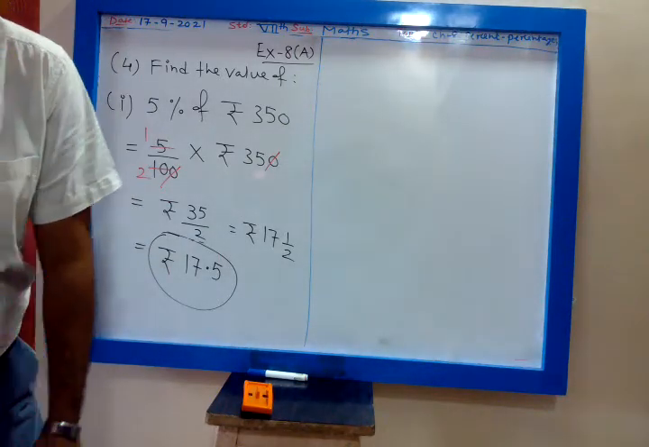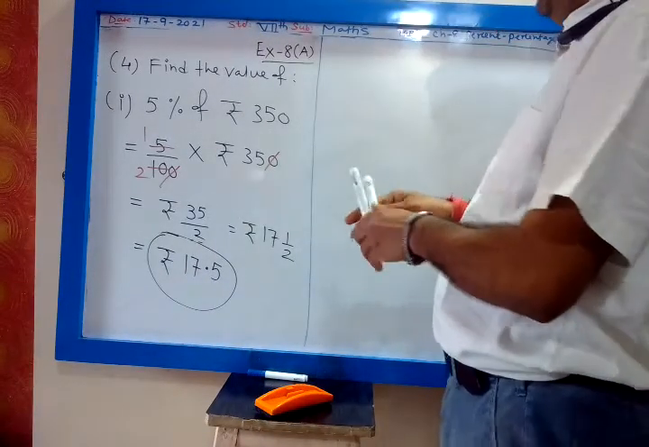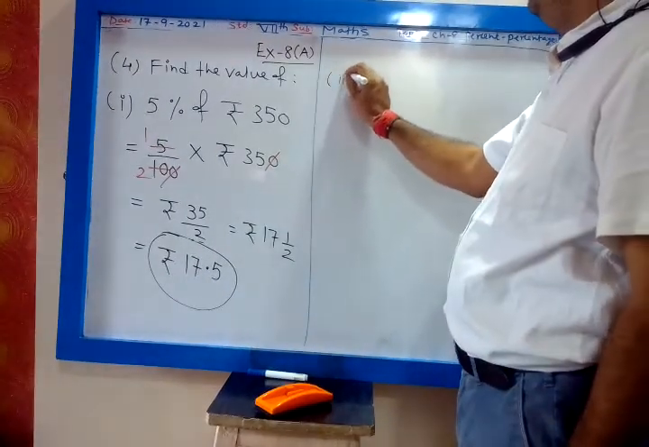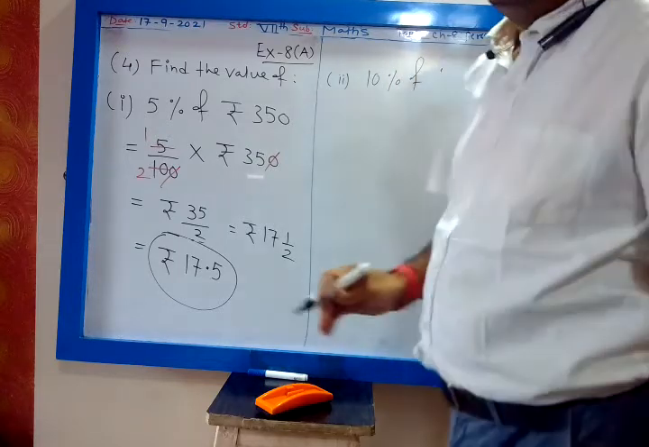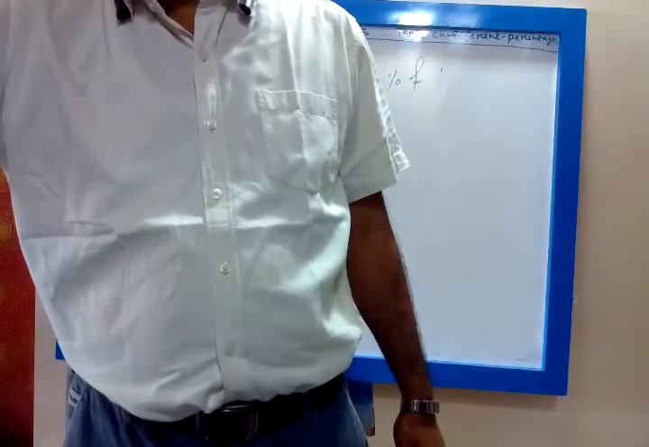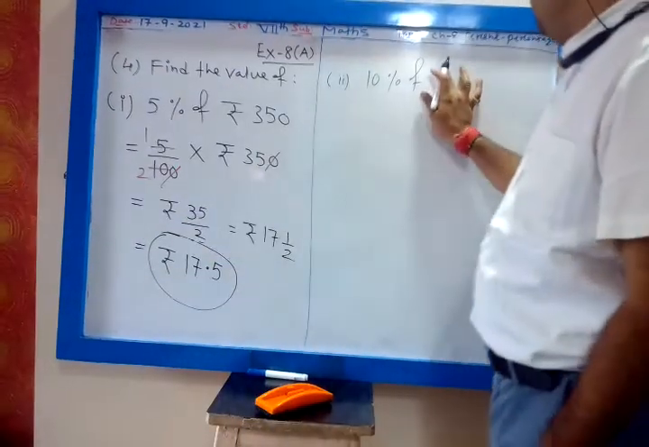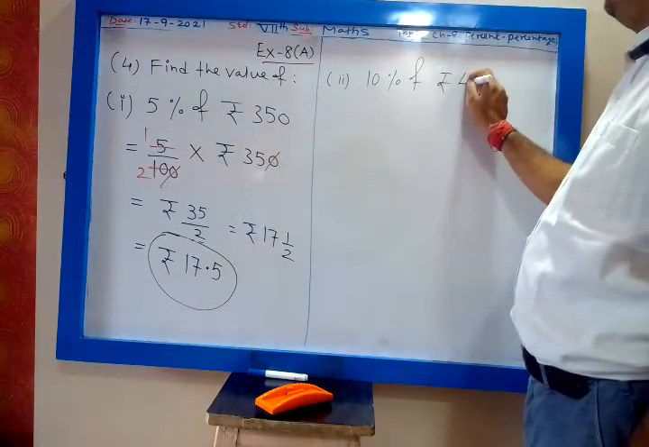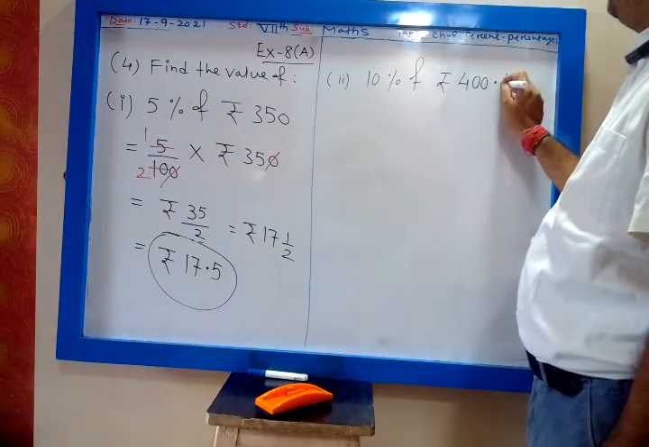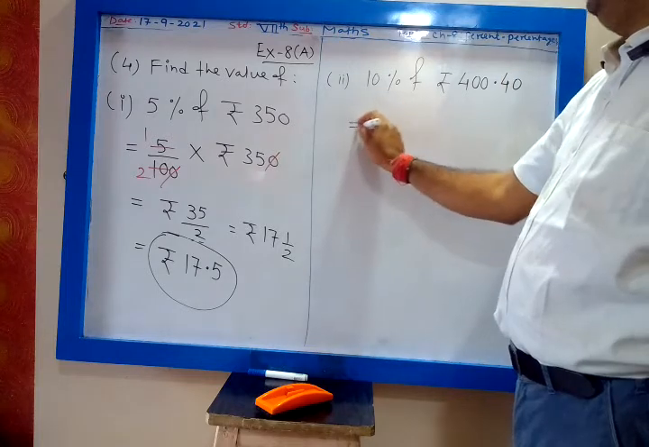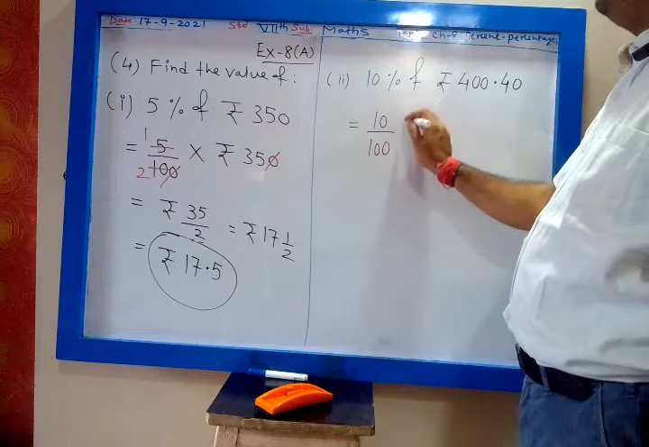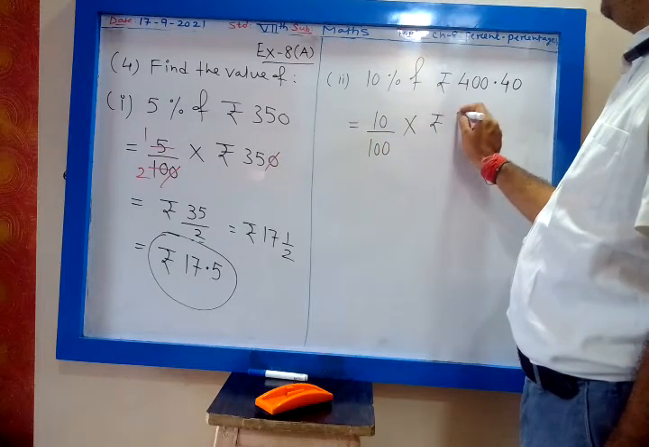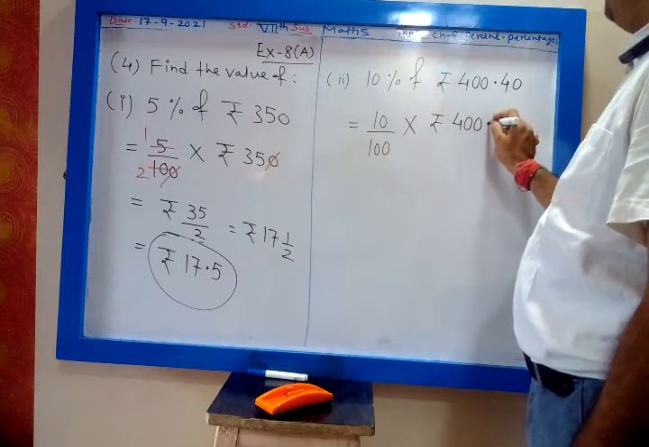Chalo. Next, 10% of rupees 400.40. So go step by step. X% means x upon 100. So 10 upon 100. Of means multiplication. Rupees 400.40.